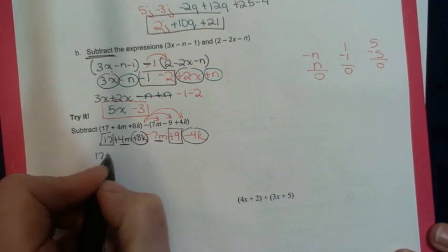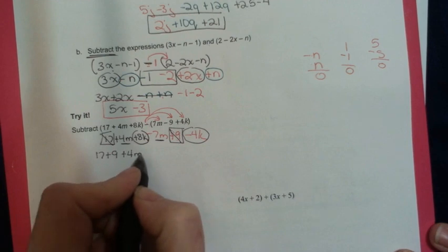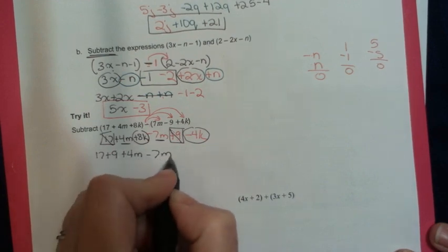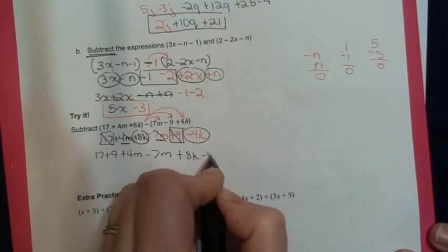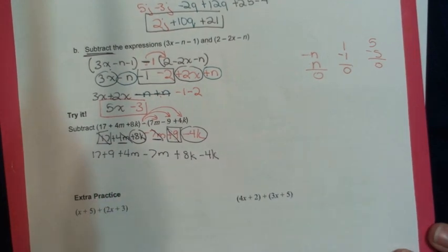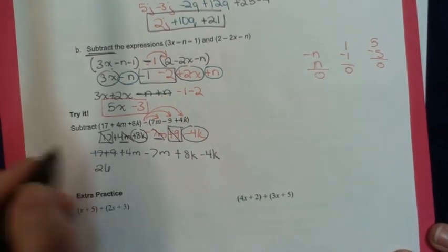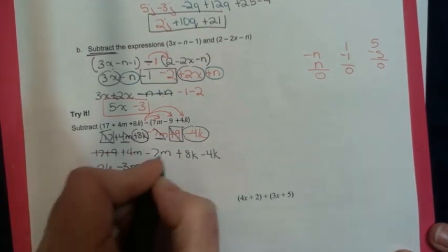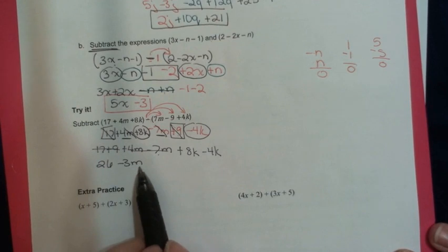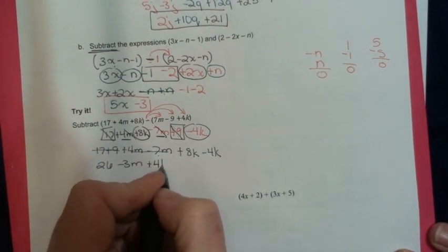So I have 17 plus 9, a 4m minus 7m, and an 8k minus a 4k. This will leave me with a 26. 4m minus 7m will give me a negative 3m. Do not drop your variable. And 8k minus 4k will give me a positive 4k.